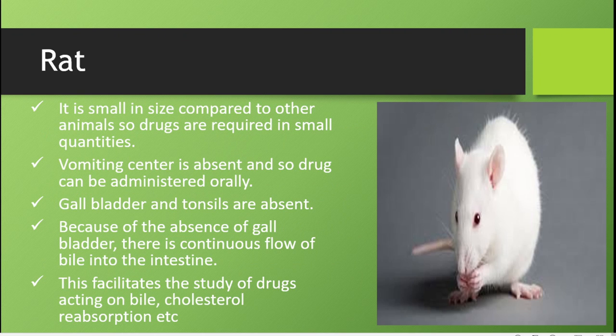Second animal is rat. It is similar to mouse or mice, but the size is a little bit larger. It is small in size compared to other animals like rabbit, guinea pig, etc., so drugs are required in small quantities. Since the rat doesn't have a vomiting center, we can use the drugs orally, and there is also absence of gallbladder and tonsils, so there is a continuous flow of bile in the intestine, which helps to study the specific drugs acting on bile, cholesterol, reabsorption, etc.